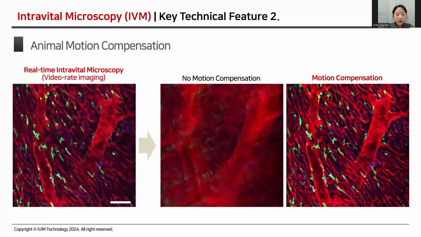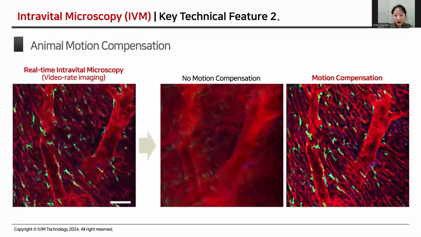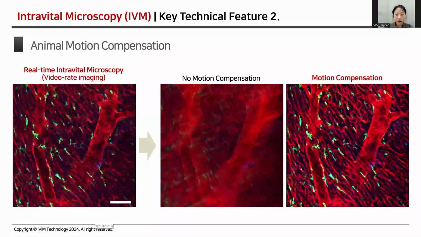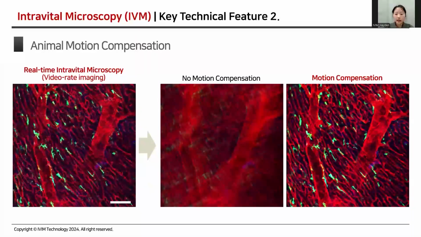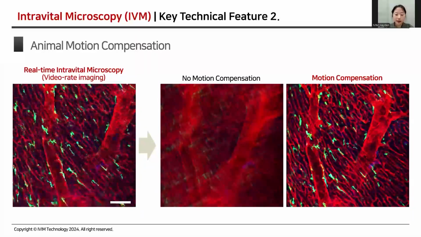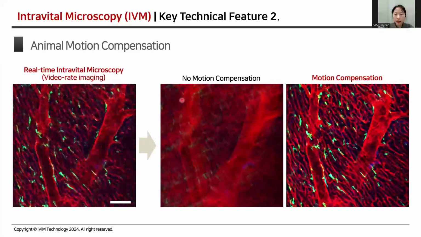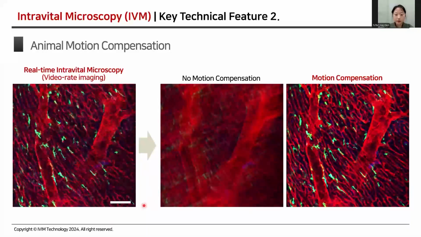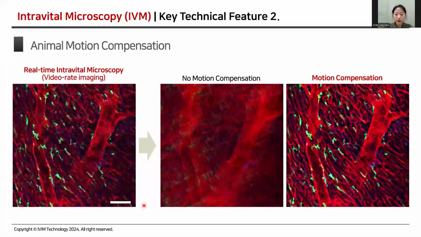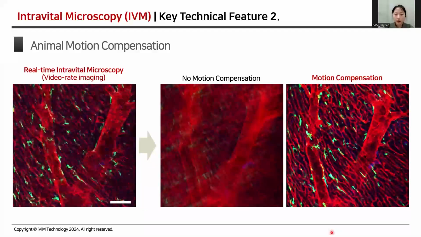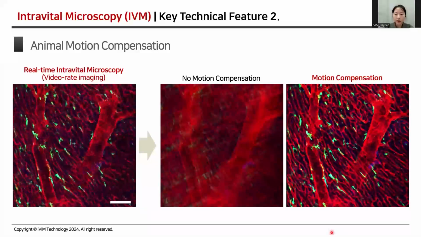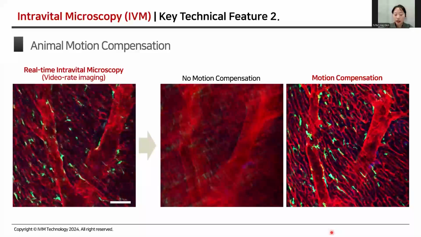This is in vivo real-time video of heart imaging. In this slide, a side-by-side comparison, even though the raw imaging data has a high degree of movement, when we apply the motion compensation function, we can directly acquire a high quality, clear image.